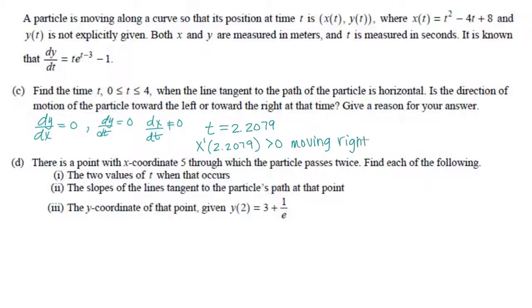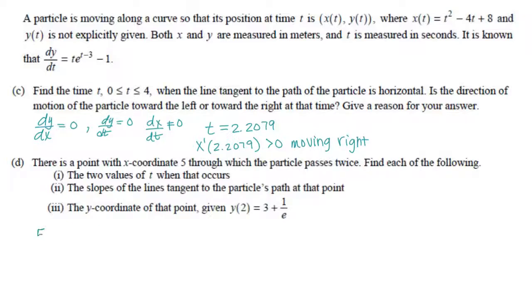All right, and so now let's look at part D. And part D has a couple of different parts to this one. It's kind of a strange problem. And so for the first one, it tells you that there's a point with x coordinate 5 through which the particle passes twice. So in part 1, it wants us to find those two values, find out when those occur.